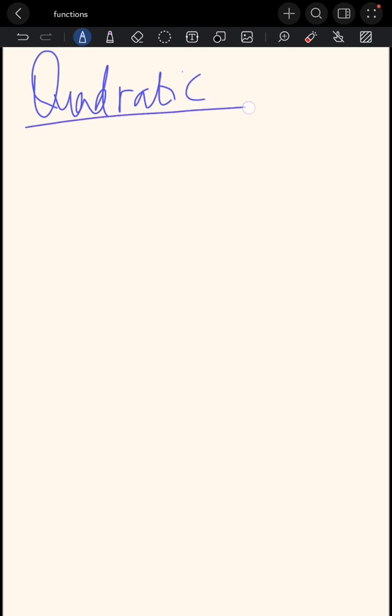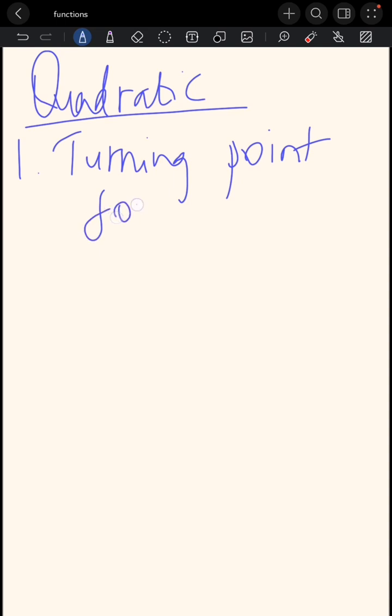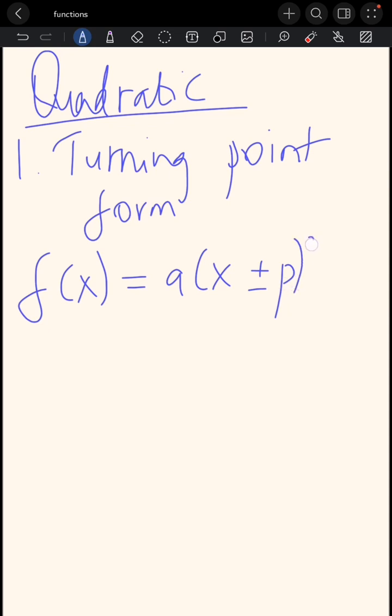Okay, so quadratic functions can be given in multiple forms. One is turning point form. In turning point form, our equation can look something like this: f of x is equal to a(x plus or minus p) squared plus or minus q.